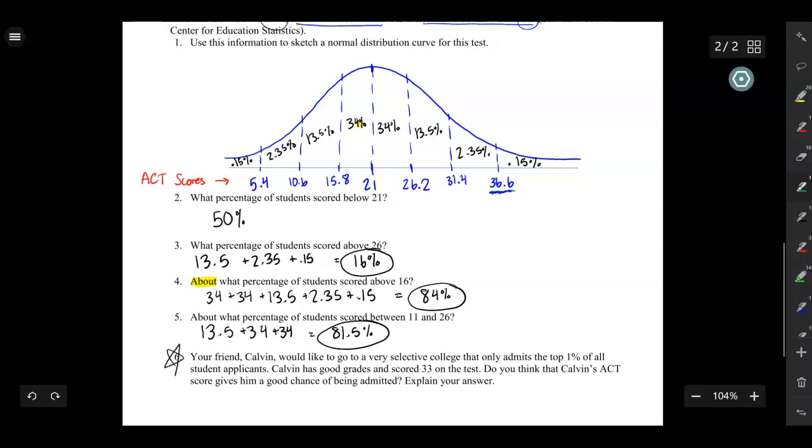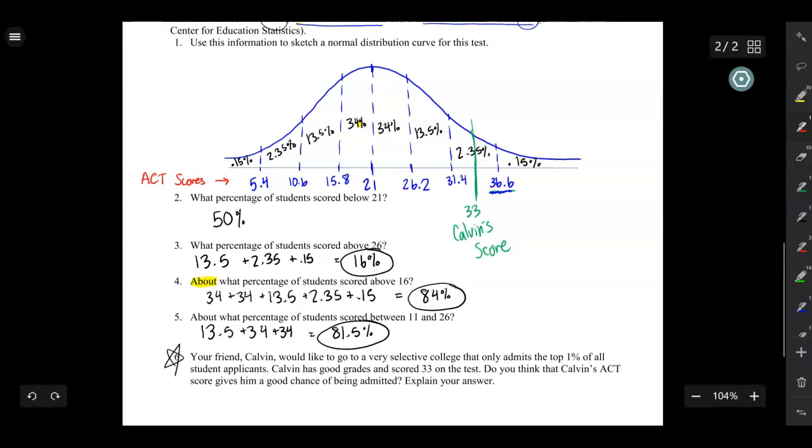What I'm going to do first is plot Calvin's score on my graph. So 33 falls somewhere between 31.4 and 36. Maybe it's going to be right here. I'm going to draw that line all the way down. So this green line, that's going to be 33. That's Calvin's score. So what we want to figure out is, is Calvin's score part of the top 1% of all the student applicants?